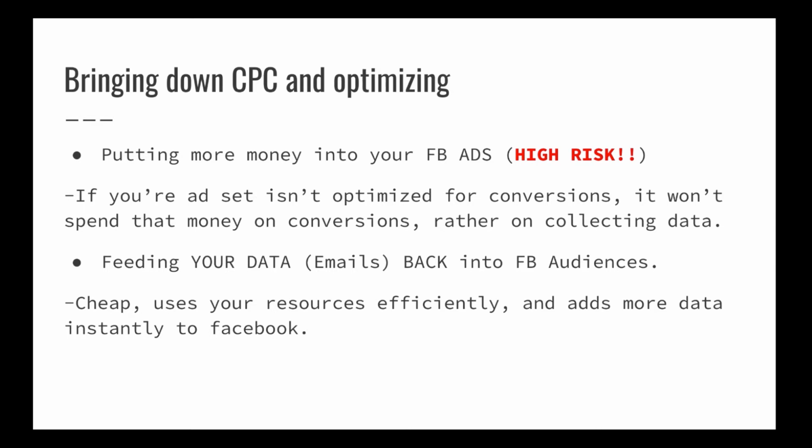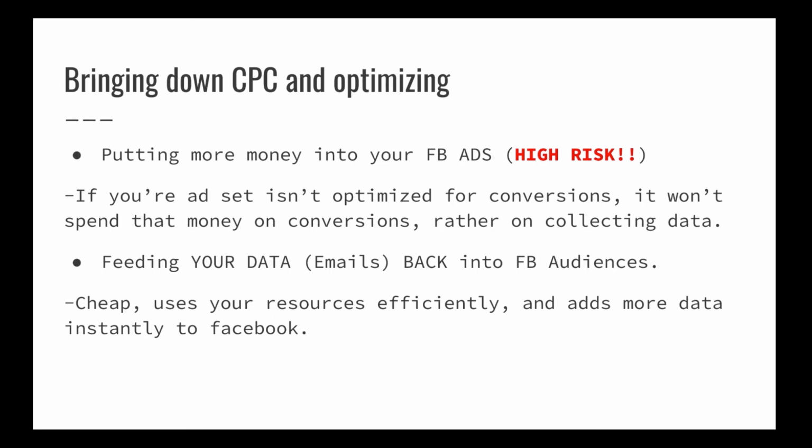So your Facebook pixel is getting more data faster if you're putting more money into it, but that doesn't mean you're getting more sales. It's just getting more data. And it's going to use that data later on to get you sales, but not today or tomorrow. So if your ad set isn't optimized for conversions, in other words, if it's not optimized for purchases, it won't spend that money on getting you more sales.